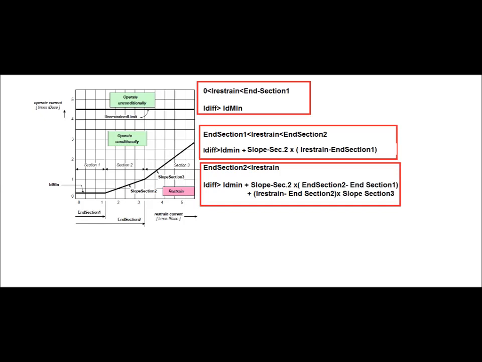The second boundary is end section 1 less than I restrain and I restrain less than end section 2. In this boundary, I differential must be greater than ID minimum plus slope section 2 into I restrain minus end section 1. In the third region, where I restrain is greater than end section 2, I differential must be greater than ID minimum plus slope section 2 into end section 2 minus end section 1, plus I restrain minus end section 2 into slope section 3.